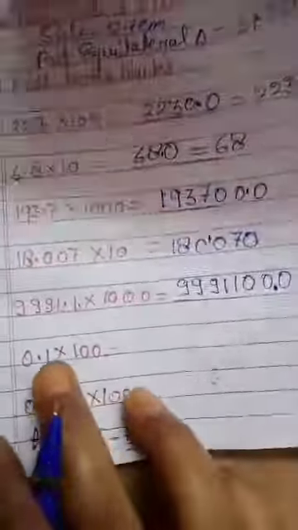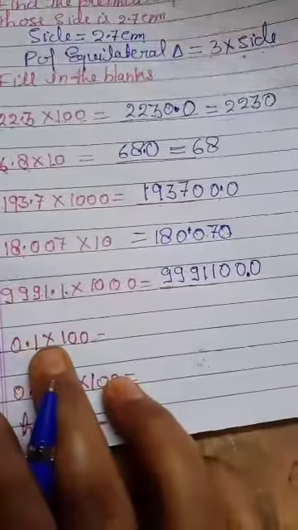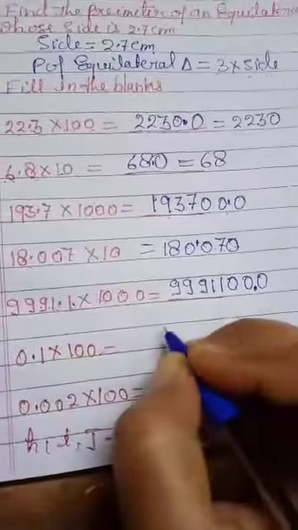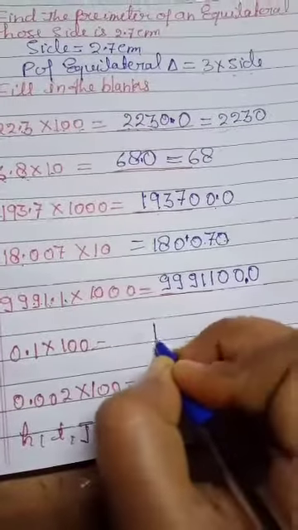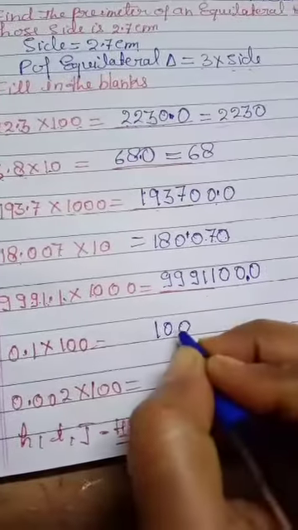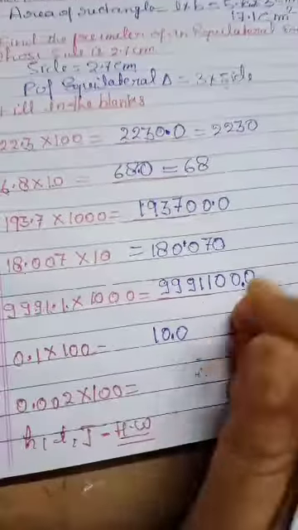Okay, 0.1. It is not 0.1 at this time. For multiplication we are dealing with it as 1. 1 into 100 is equal to 100. Now put the decimal after one digit. So what will be your answer? 10 will be your answer.